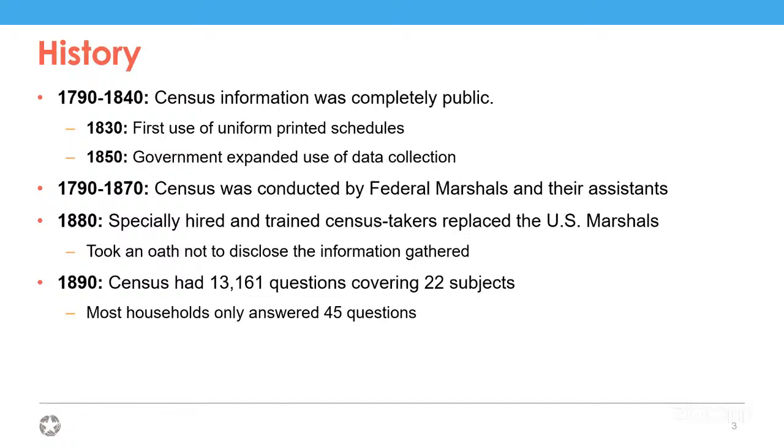In 1890, the census had over 13,000 questions covering 22 subjects. It was very ambitious. Unfortunately, most households only answered about 45 of those questions. It's a real example of being more choosy about what questions you ask to get the information that you want.